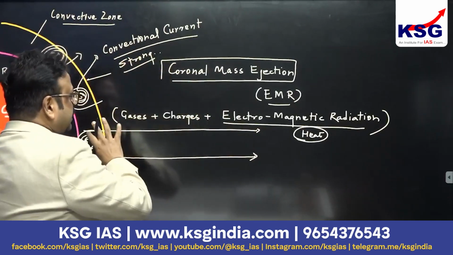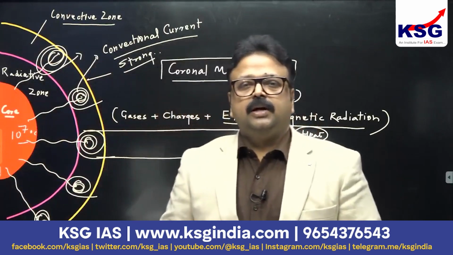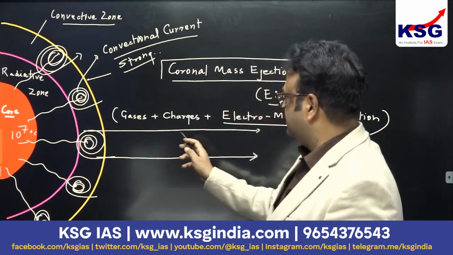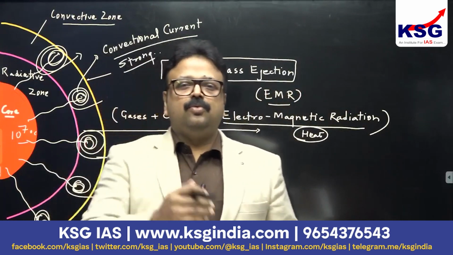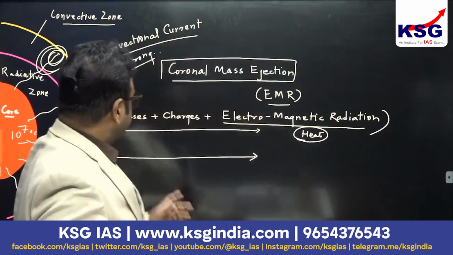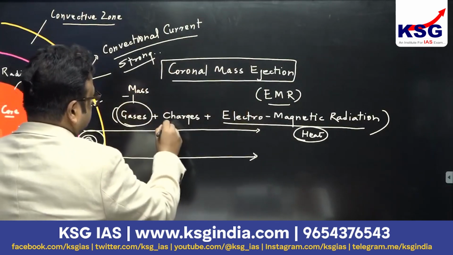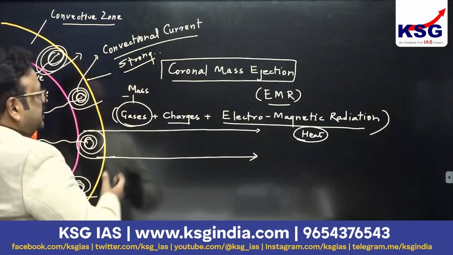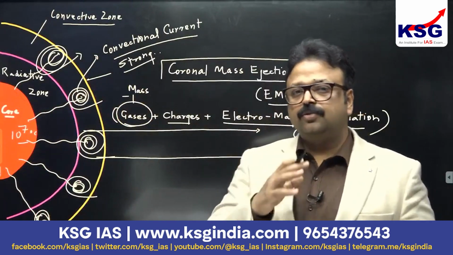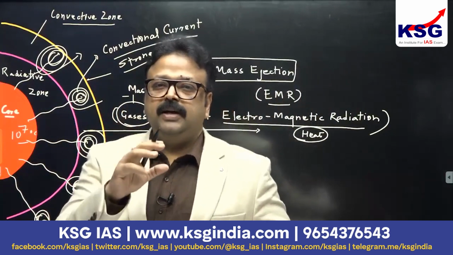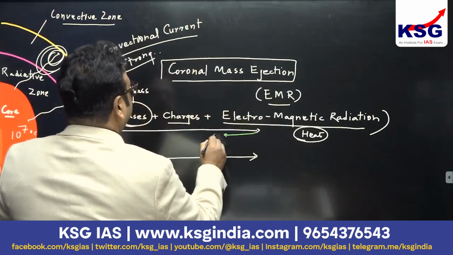So what happened? These gases, charges and electromagnetic radiation get ejected out from the sun's surface, and they start traveling into space. As they move away from the sun, they get cooled. Cooling occurs in the case of gases. Gases contain mass and the rest are massless. So the sun's gravity starts pulling back the cooled gases, because during the course of the journey they get cooled, fine. So these cooled gases start falling on the sun's surface.